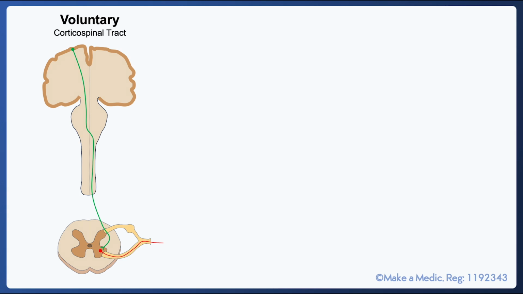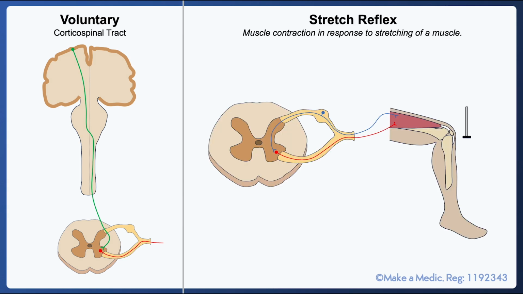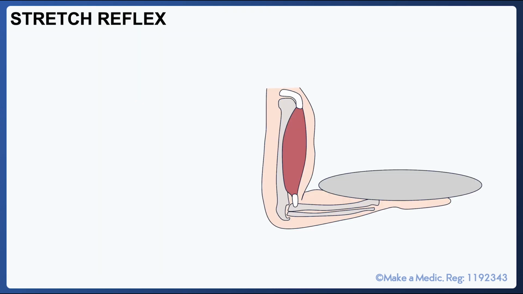There is, however, another way in which our movements are controlled and our posture maintained. This is via the stretch reflex, which refers to muscle contraction in response to stretching of the muscle. This is what we're testing when we perform a knee-jerk reflex. Let's start off by thinking about why we actually have a stretch reflex in the first place.